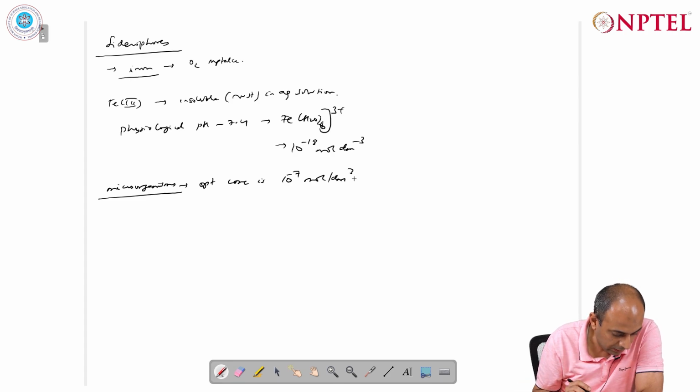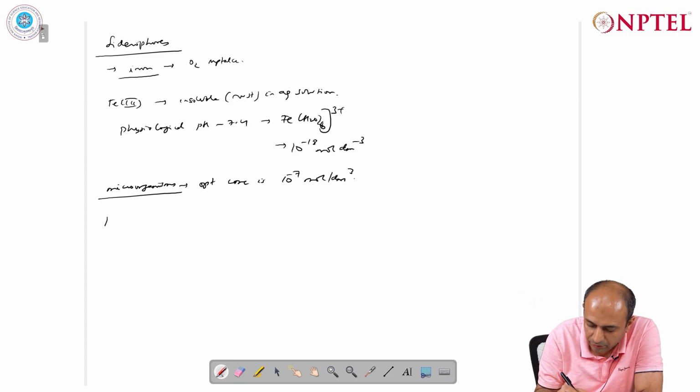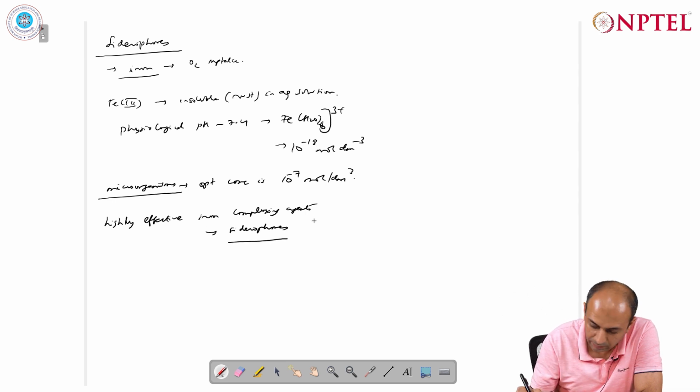So, how do we achieve this required concentration of iron 3 plus inside the microorganisms? So, we need certain ligands in the biological system which will capture Fe3 plus and deliver it to the cell, and these kind of highly effective iron complexing agents are called siderophores. They come from the Greek word meaning iron bearer.